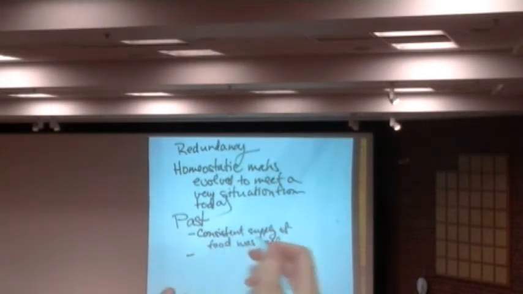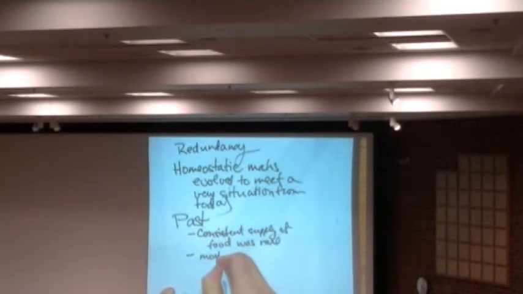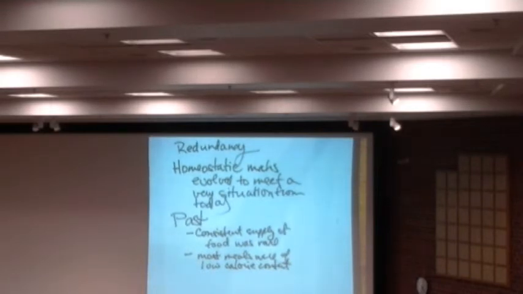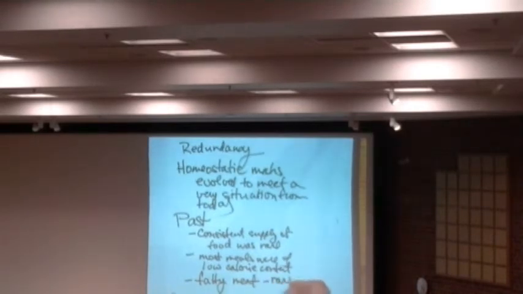In the past, most meals were of low calorie content. Fruit and vegetables. Only rarely, when a hunt was successful, did you have a meal that consisted of fatty meat, high calorie content, rare and very desirable.